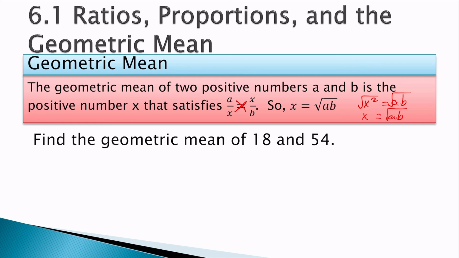So let's find the geometric mean of 18 and 54. So it'll be the square root of 18 times 54. 18 times 54 is 972. You put it in your calculator, it gives you approximately 31.18.